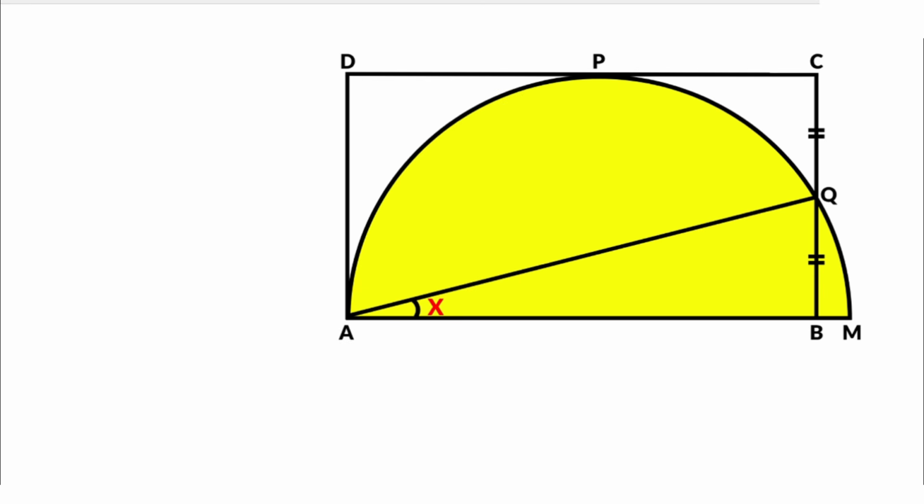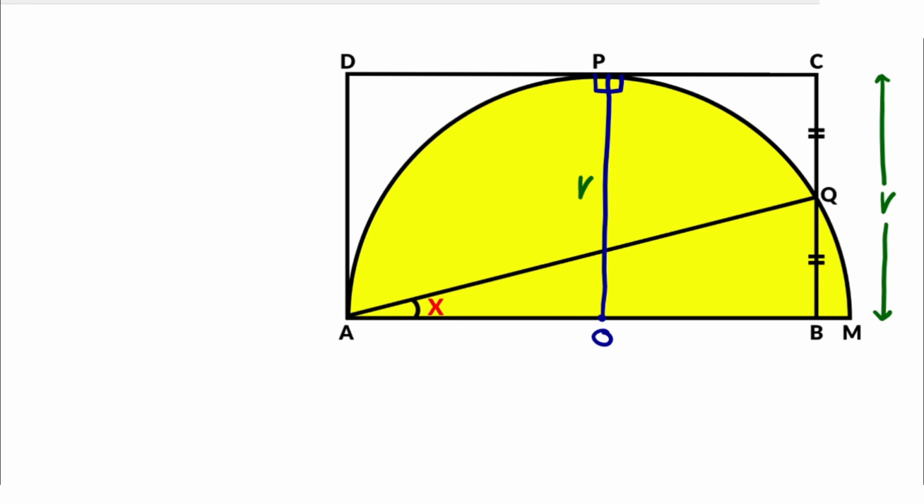The first step is to locate the center of the semicircle. Call the center O. Now draw the radius OP. Since the top side of the rectangle is tangent to the semicircle at P, the radius OP is perpendicular to that side. That means the height of the rectangle is exactly the radius of the semicircle. Let's call the radius R. So, BC equals R.